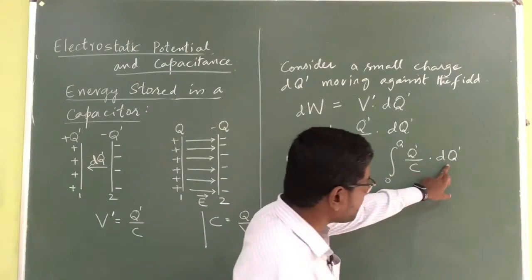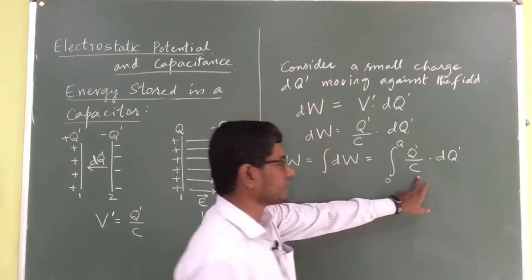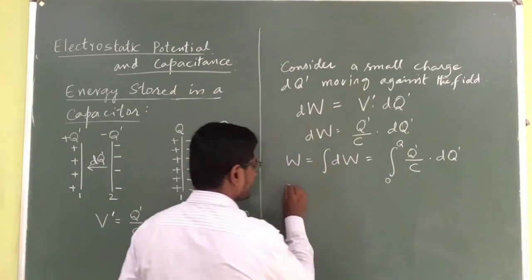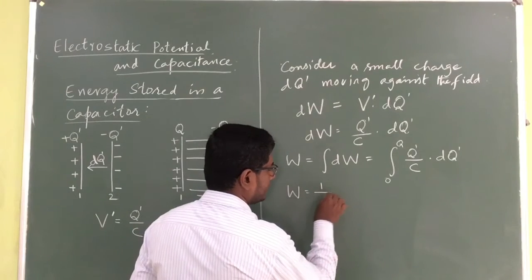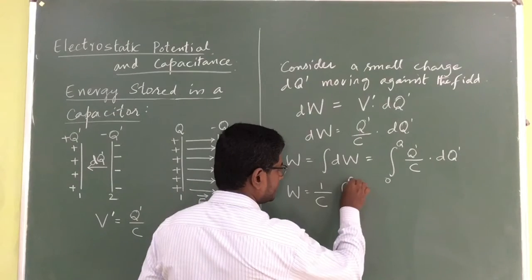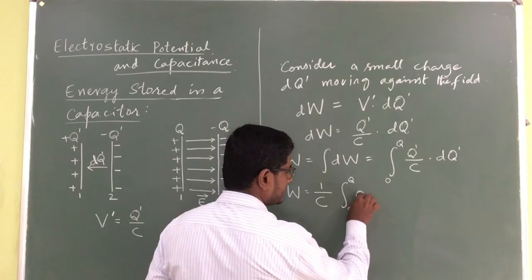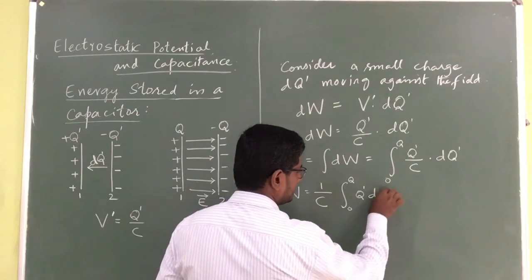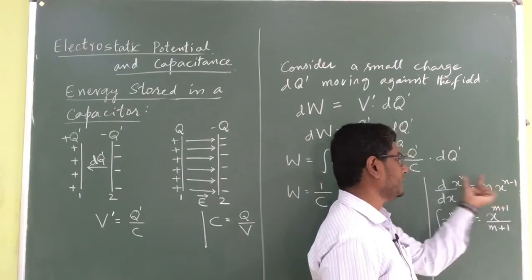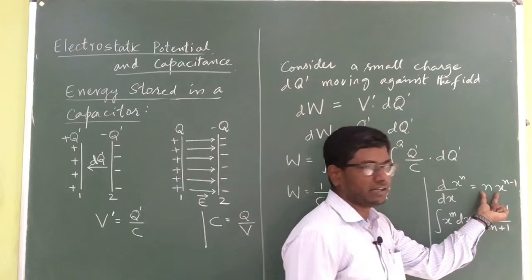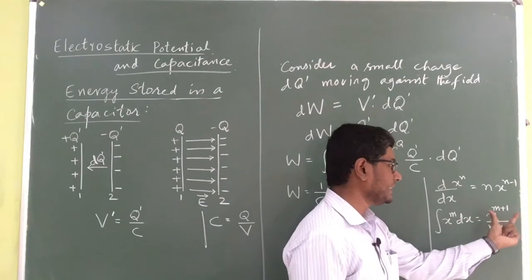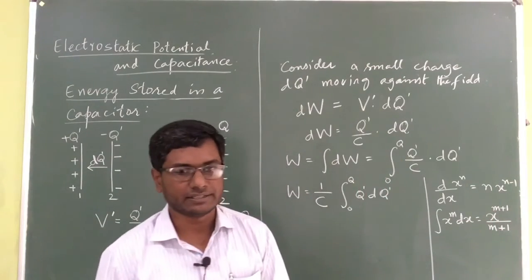So if the integration is happening with respect to q dash, that means C is a constant, it is going to go outside the integration. So W will be equal to 1 by C integration between the limits 0 to Q of q dash into dq dash. In differentiation the power will be reduced and the initial power will come as a multiplier, whereas in integration the power is going to increase and the same is going to become a divider.